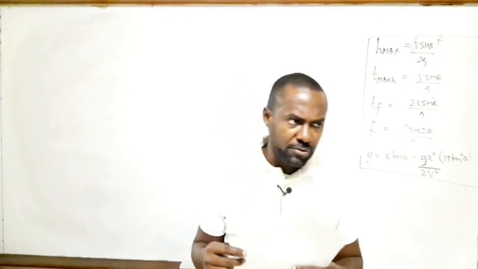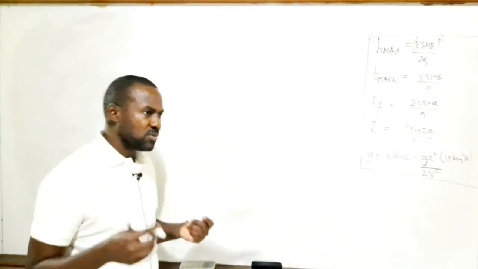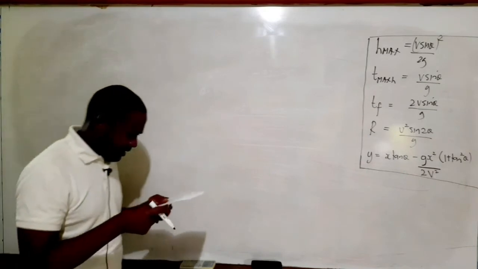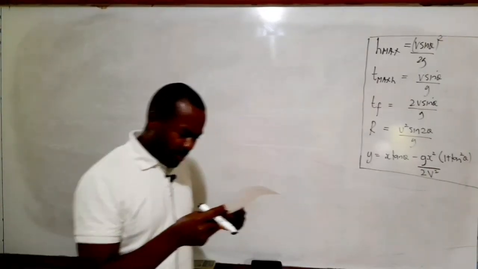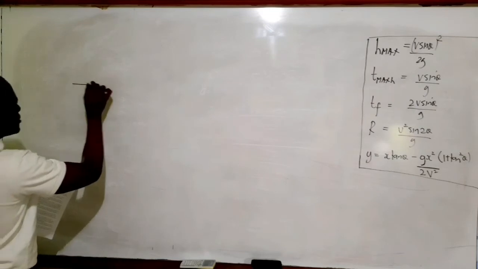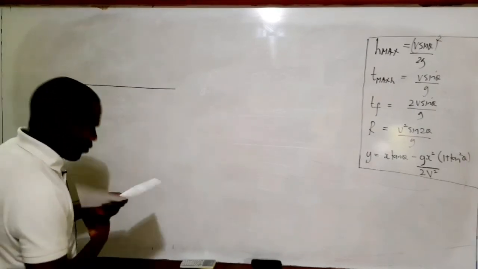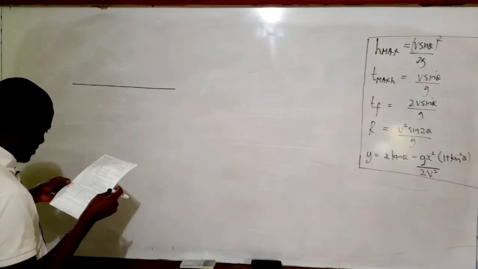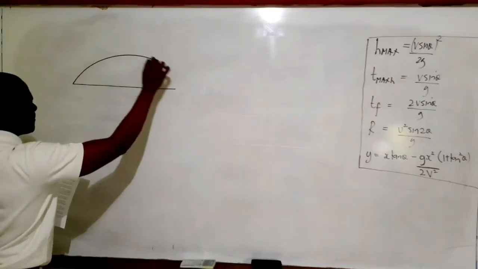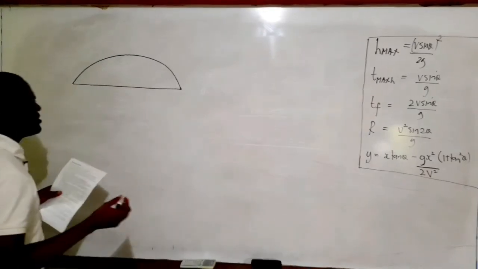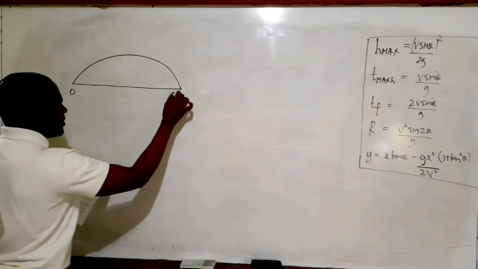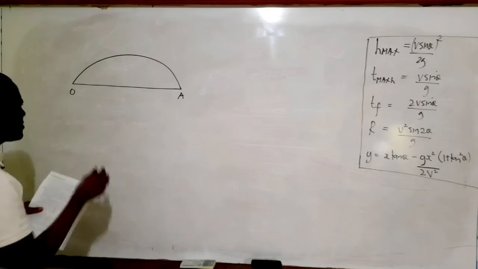So once again, we'll try to represent the situation using a diagram. The gun is to hit a target which is 1,000 meters away from it, level with it. So what this is basically telling us is that the horizontal range of the projectile is equal to 1,000 meters. So let this be the path. Now let this point be O and this point be A. So the horizontal range is equal to 1,000 meters, so OA is equal to 1,000 meters.